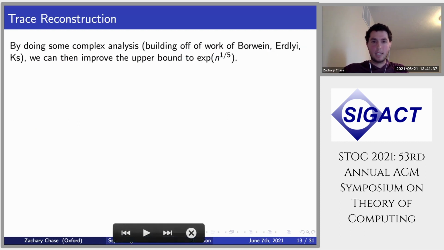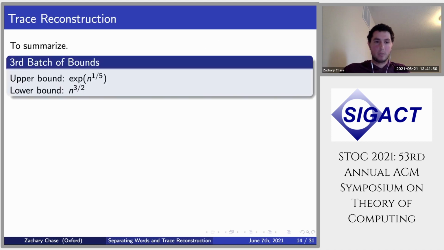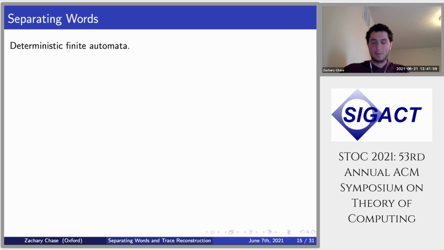And by doing some complex analysis, building off the work of Borwein, Erdélyi, and Kós, we can improve the upper bound to e to the 5th root of n. So that was the main theorem of part of the paper, that e to the 5th root of n traces suffice for trace reconstruction. So to summarize, the upper bound is e to the 5th root of n, and the lower bound is n to the 3 halves. So much more work needs to be done.